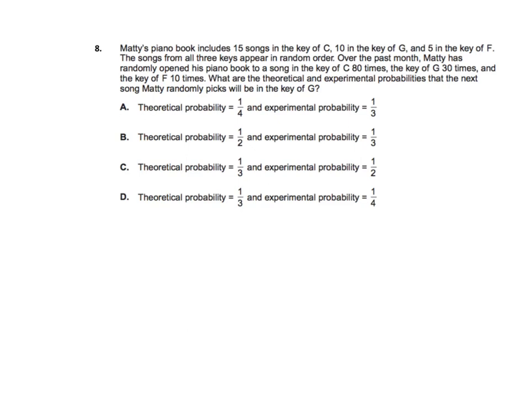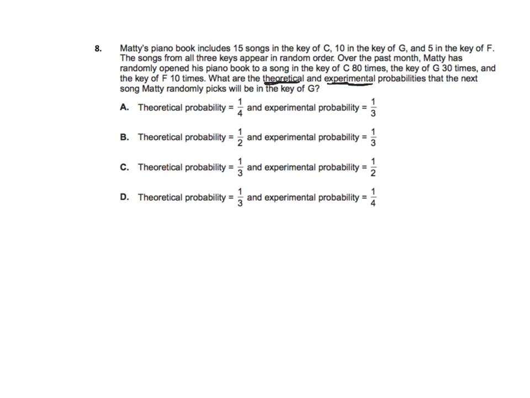We know that we're looking for theoretical and experimental probabilities. So that's 2 different types of probability. We know experimental is when we actually do the experiment and try out what we're looking for. Theoretical is based on the numbers, what we predict could be true. So let's start with theoretical.